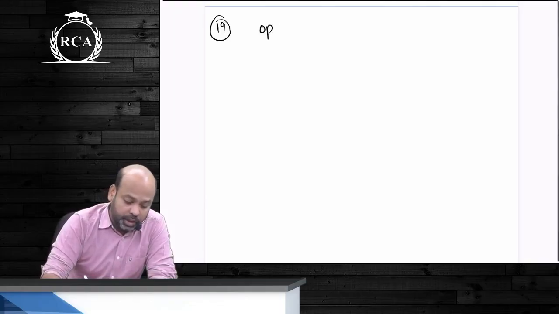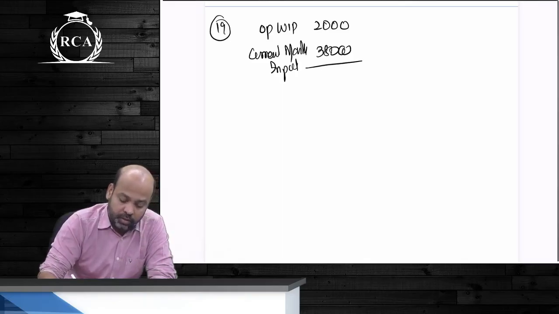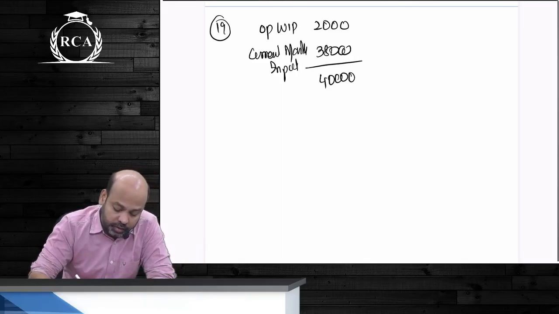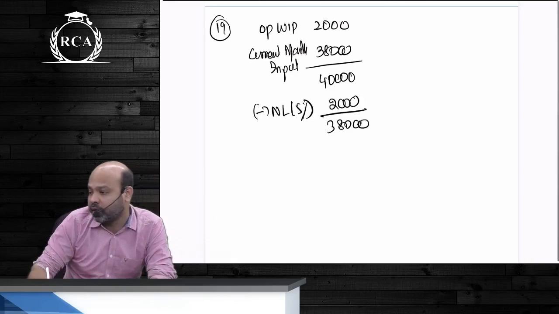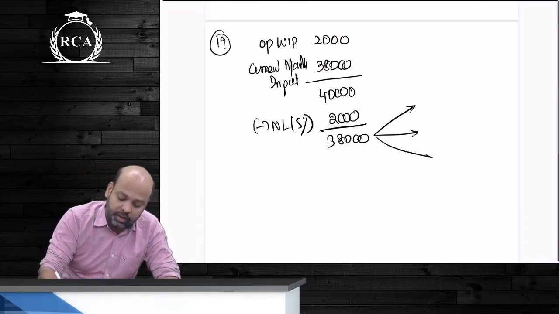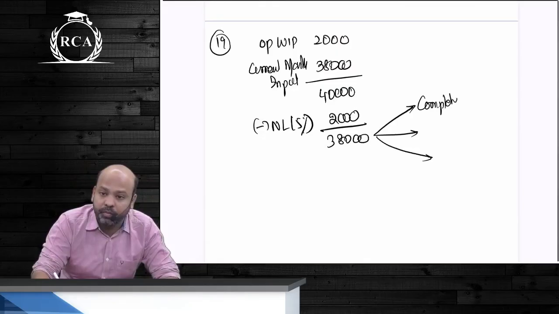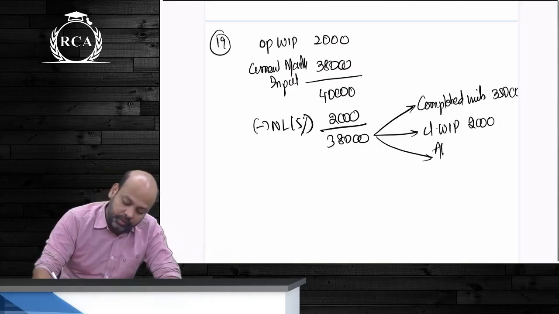So, guys, your opening work in progress beta is 2,000 units. Current month input beta is 38,000. Total amount beta is 40,000 units. What should be the amount of normal loss beta on this? 5%, 2,000. Actual units scrapped kitne beta? 3,000. That means abnormal loss will be 1,000 units. Out of this 38,000, guys, how many are completed units? Completed units beta are 35,000. Closing work in progress. Abnormal loss.